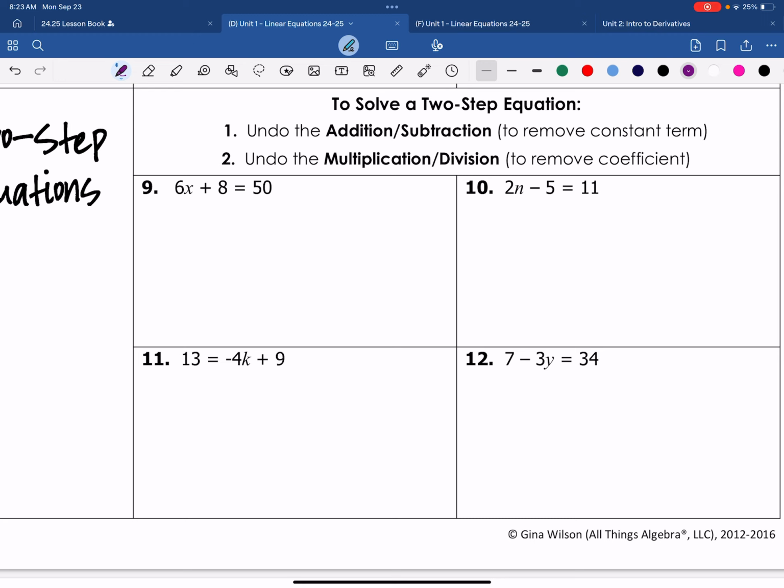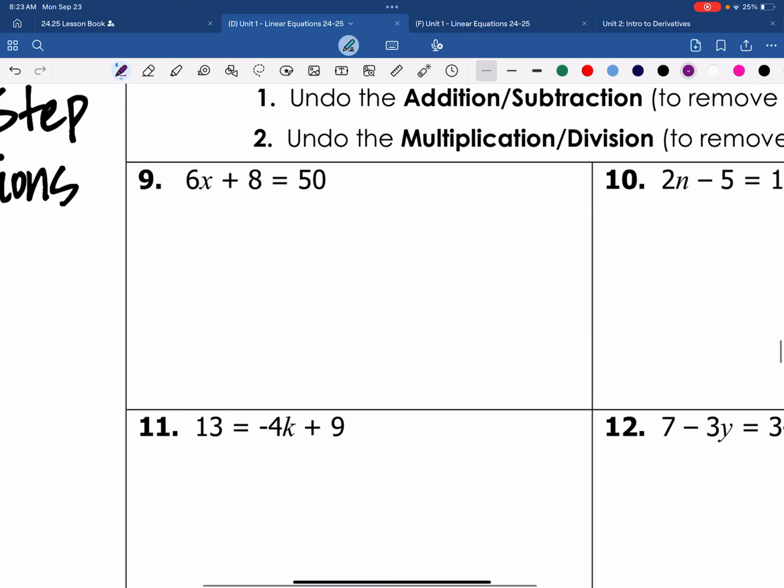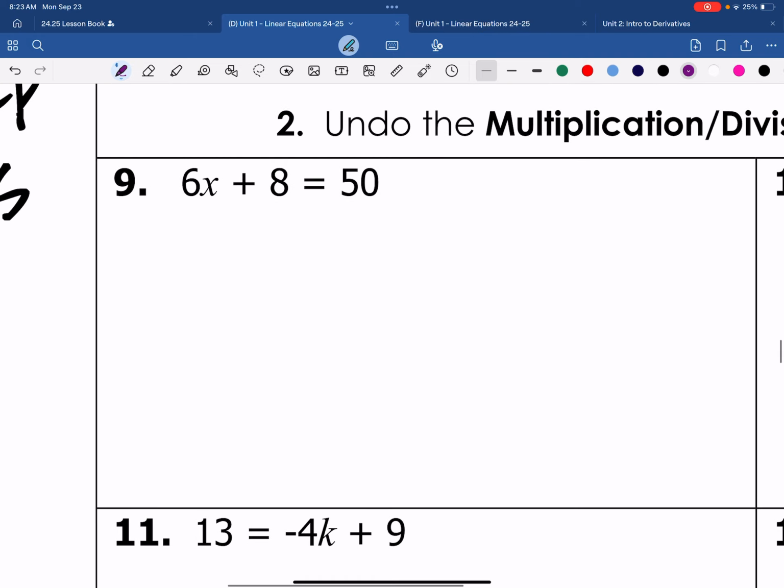our directions at the top say undo the addition and subtraction to remove the constant term from the same side as the variable, and then the multiplication or division because we got it down to a one-step equation. What I always think about is I want all of my like terms on each side of the equation. So I want my constant terms, the terms without a variable, on one side, and all my variable terms on the other. So looking at this first example, I want this constant term of 8 to be on that side of the equation.